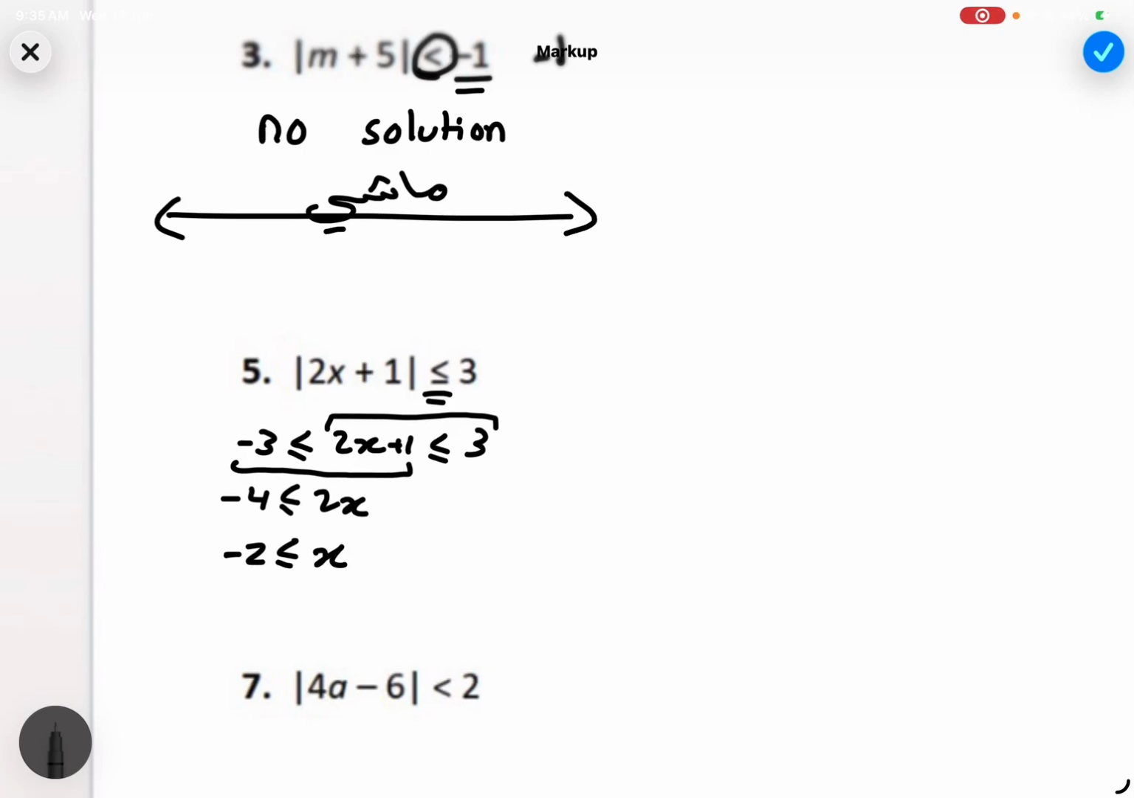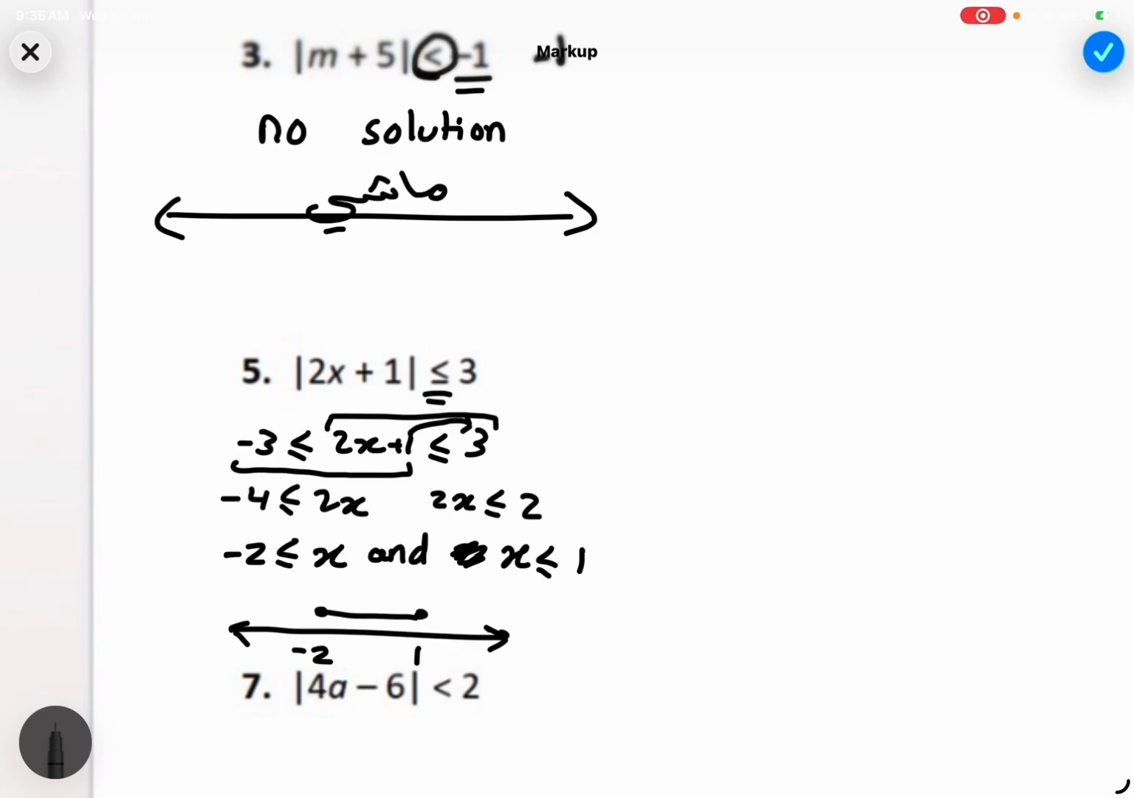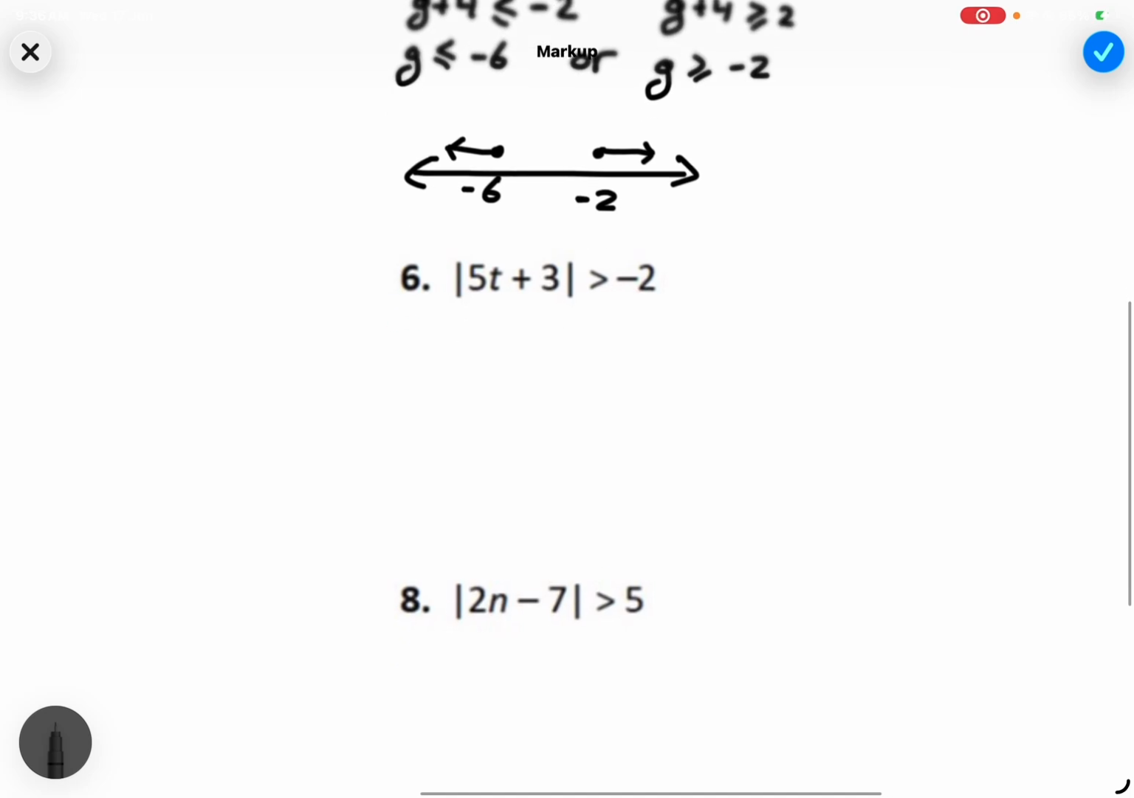And then for the second part, 2x plus 1 is less than or equal to 3. You take the 1 to the other side and subtract it. That becomes 2x is less than or equal to 2. And then x is less than or equal to 1 because 2 divided by 2 is 1. Now, on the number line, it looks like this: negative 2 and 1, filled circle, like this. That's the answer. Question 6, it says greater than, so we're going to have an or. But let's solve before saying anything.